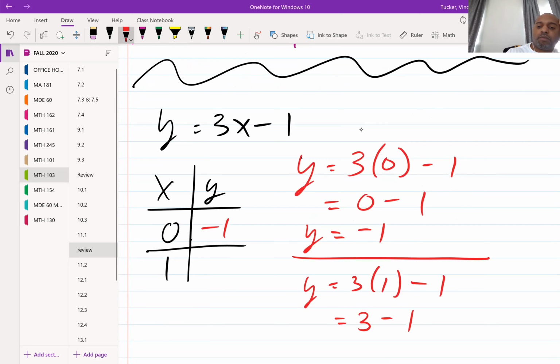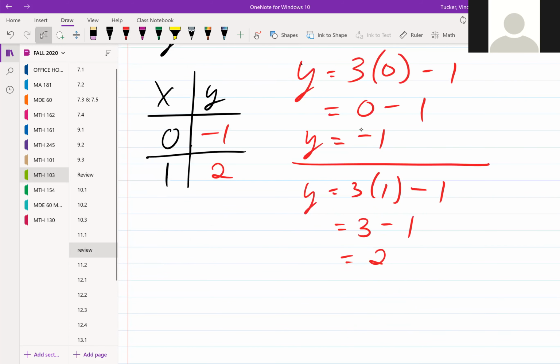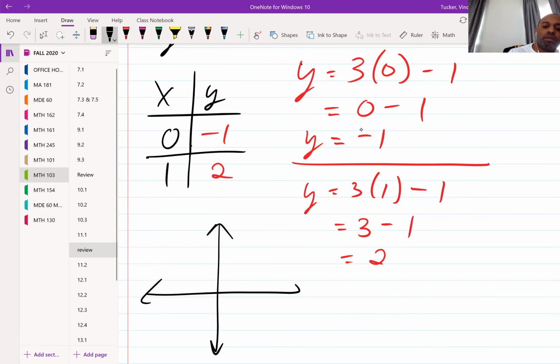All right, 3 times 1 is 3 minus 1 is 2. Let me see if it works. Okay, 0. We put it in. I have it in right, like I have it up right now. Okay, cool. It didn't work at all. I don't know why. Let me see.